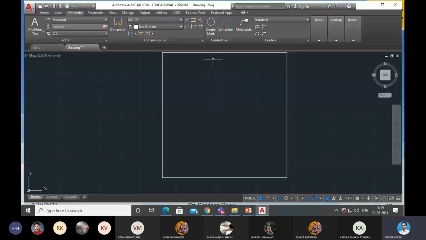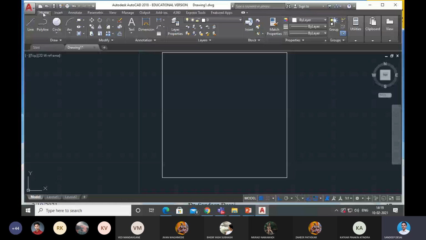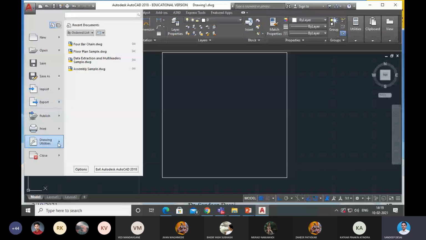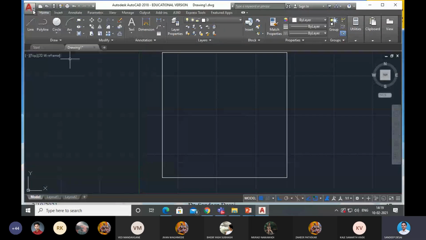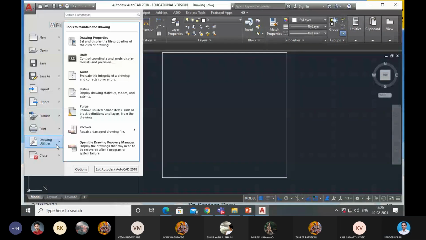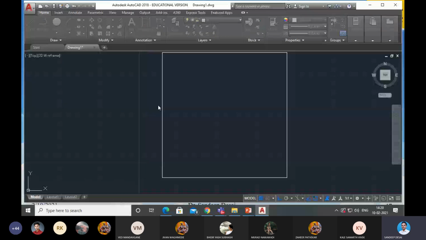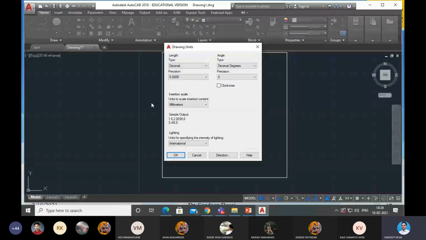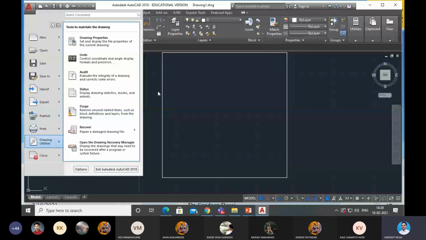Right. So first, let me tell you, you can set the units here. Go to this symbol, click here, go to drawing utilities, go to units, click on the unit, and you can set your units as millimeter, inches, feet, centimeters, meters, kilometers, etc. I have set the unit as millimeters. Got the point? How to set the units? This symbol, drawing utilities, units, and then set the unit.